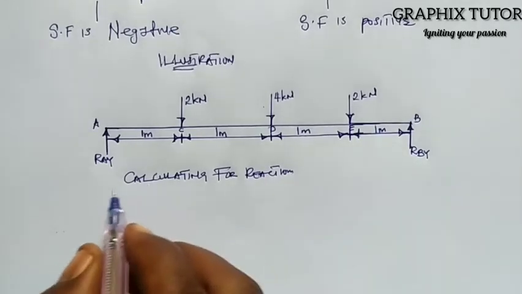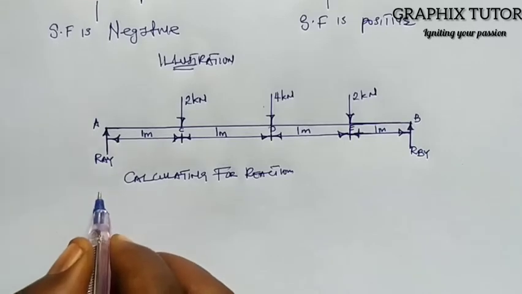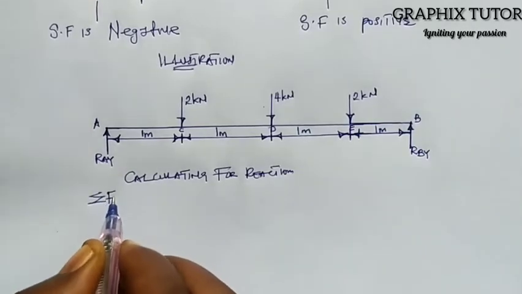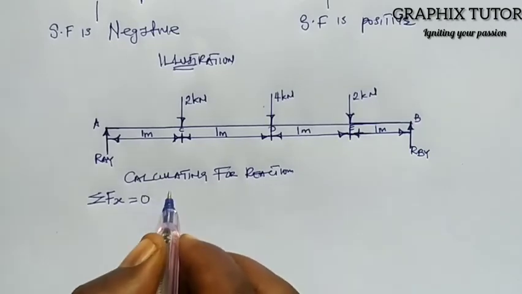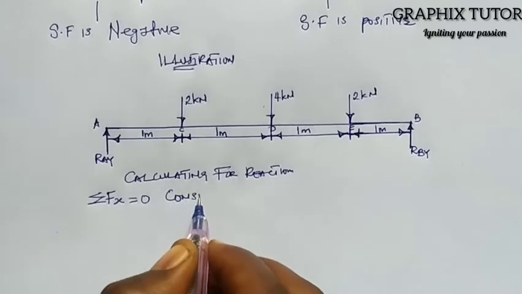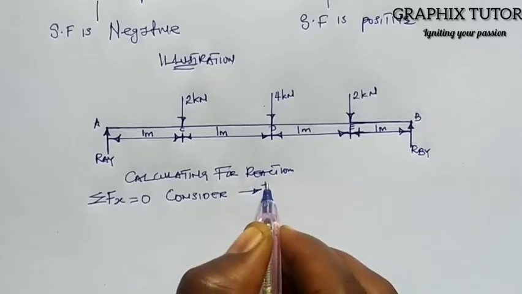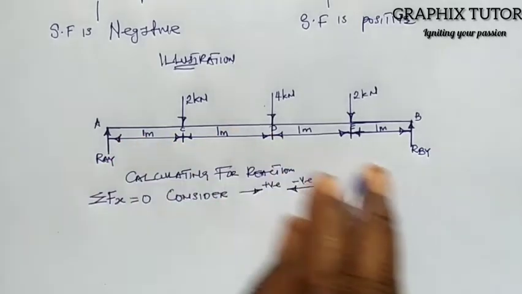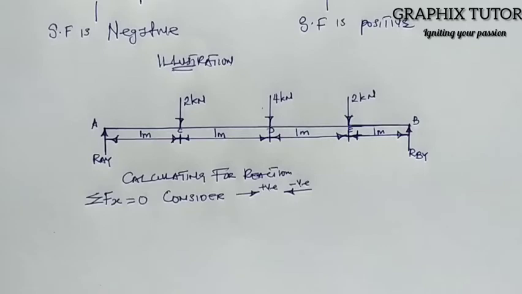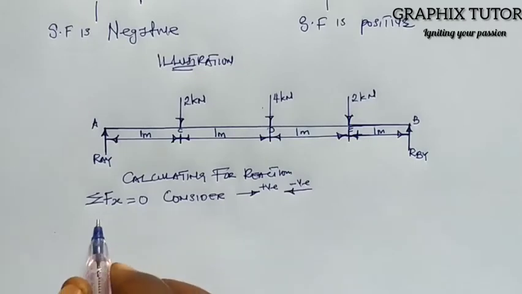Now, the first way to calculate for the reaction is to use the condition for equilibrium. And the first condition for equilibrium is that the summation of all the horizontal components, that is ΣFx, equals 0. Now, we'll consider the forces to the right to be positive, and the forces to the left to be negative. But in this case, there is no horizontal component, there are no forces along the x-axis. So go to the next one.